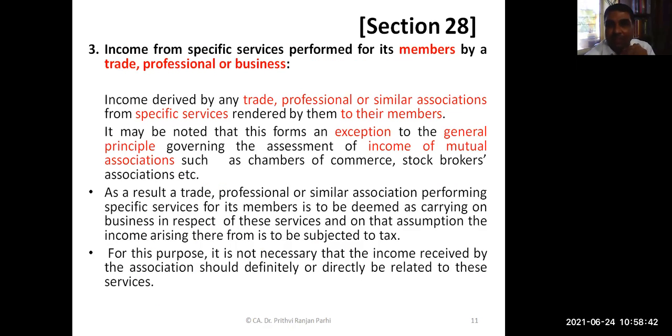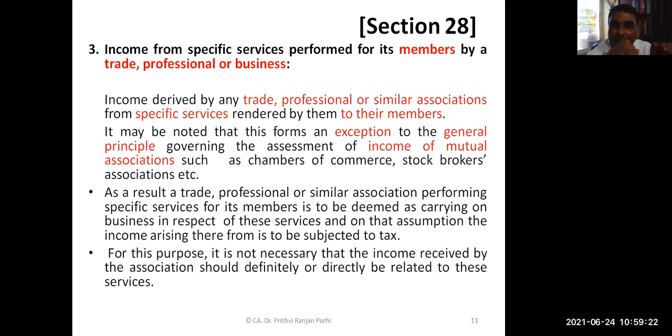Now, the third category of income which is included under PGBP: income from specific services performed for its members by a trade, professional or business association. So you see, there are certain trade associations, professional associations or similar associations which may be rendering some specific services to their members. If they earn some income out of this kind of service, then that income will be taxable under the head profits and gains of business or profession. That will be included as their income.